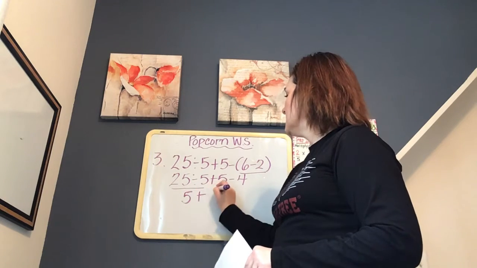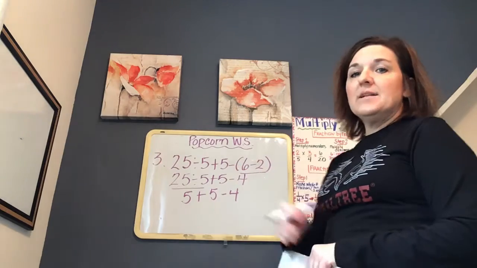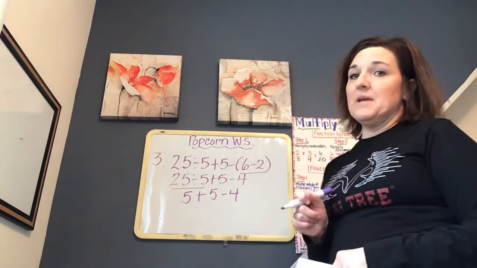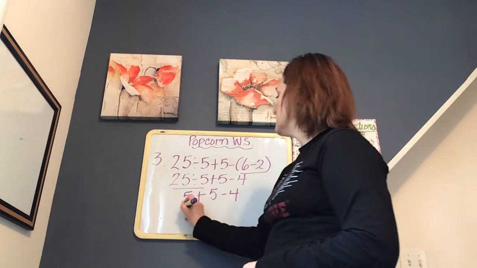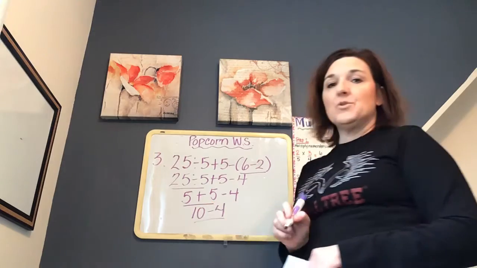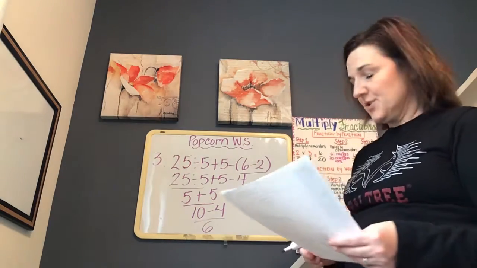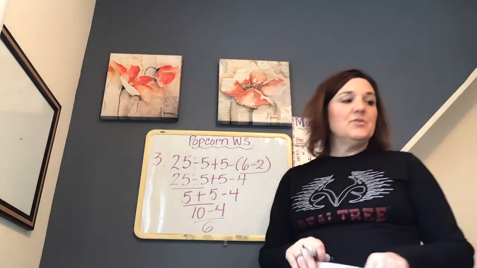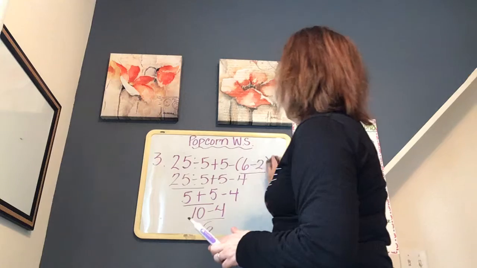So 5 plus 5 minus 4. Now, just because you can do this in your head doesn't mean that you're skipping a step, because sometimes you can't. So make sure you're going in order, left to right. The next thing is 5 plus 5, and what we want to do is get down to one operation, which is what we got. And 6 is our answer. So hopefully you got that in that same order. All right, let's do another one.